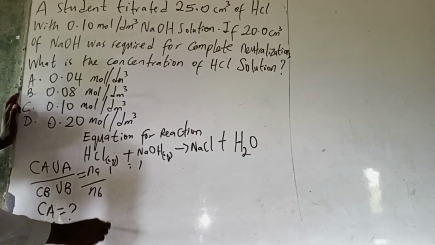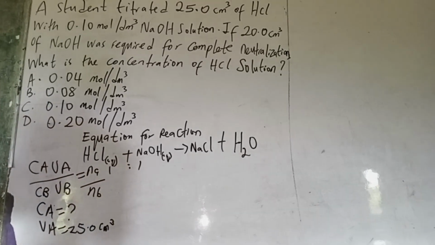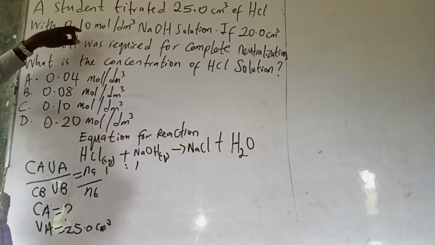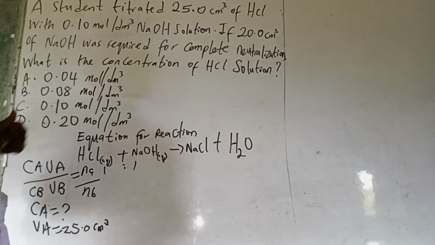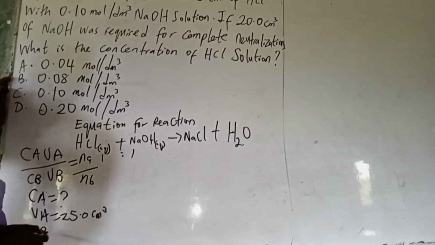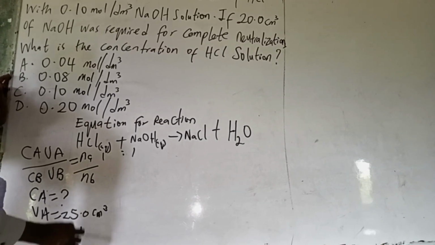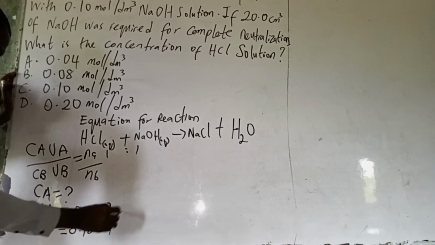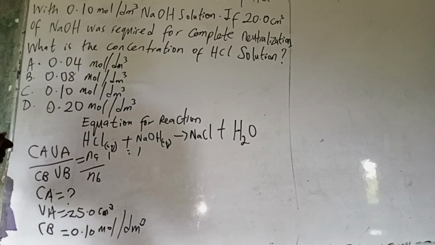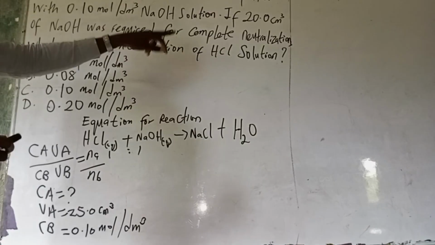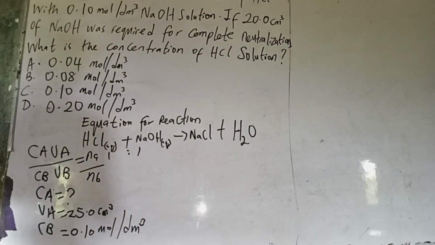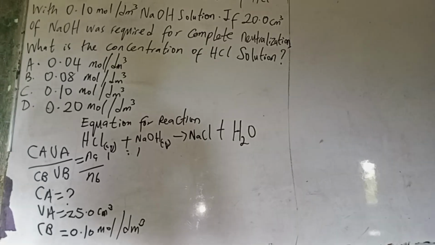25.0 cm³ with 0.10 mol/dm³ of sodium hydroxide. That is the concentration of base in mol/dm³. That is Cb. Our Cb is 0.10 mol/dm³. And it was required for complete neutralization. So what is the concentration of HCl?